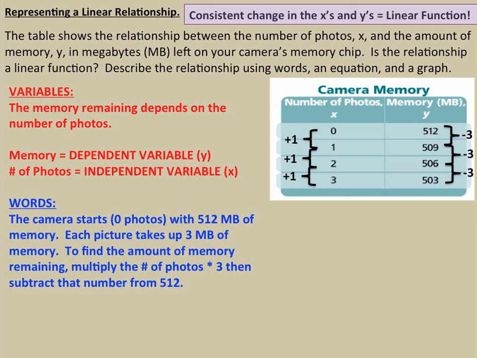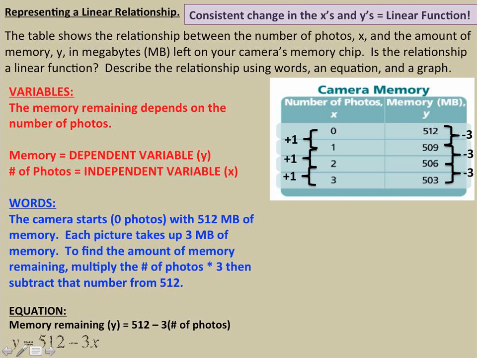All right. So in words, the camera starts at 0 with 512 megabytes of memory. Each picture takes up 3 megabytes of memory. To find the amount of memory remaining, multiply the number of photos times 3 and subtract that from 512. So each one takes up 3. So I start with 512 minus 3 for one picture. Minus 3 more for another picture. Minus 3 more for another picture. Okay? So the equation: the memory is 512 minus 3 times the number of photos. So y equals 512 minus 3x.